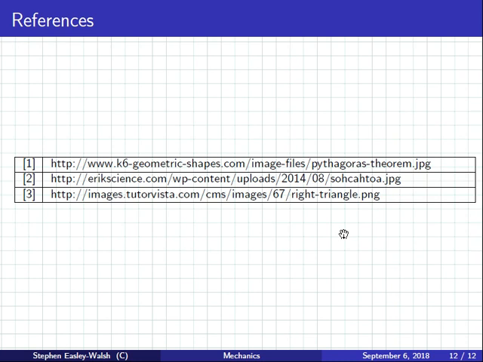So let's have a look at some book questions. How are we doing for time? Good. Resolving. I think these are all okay.